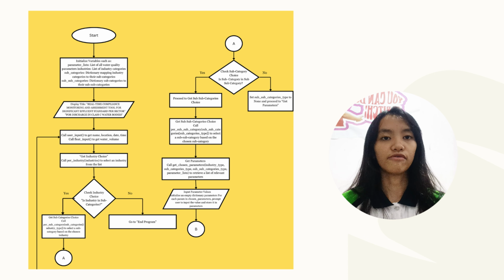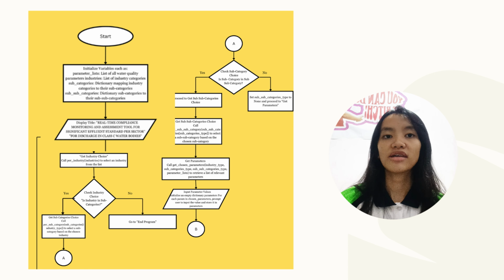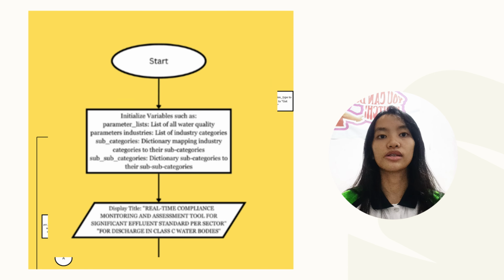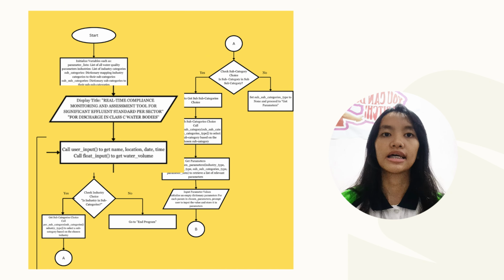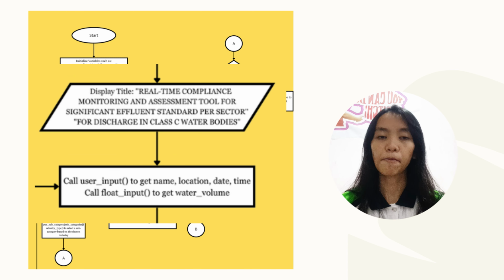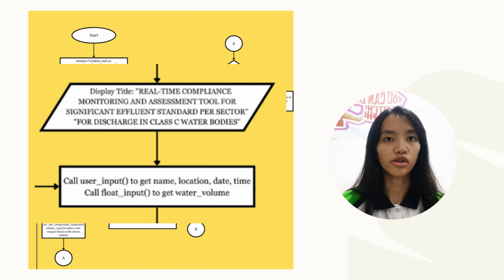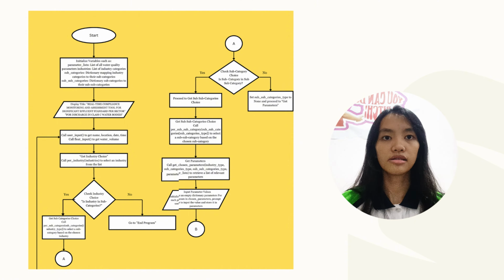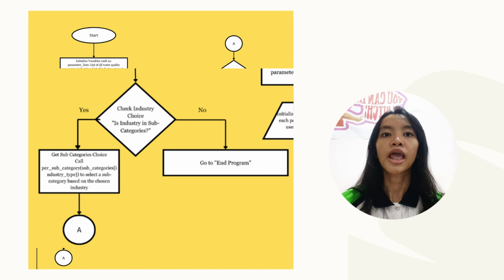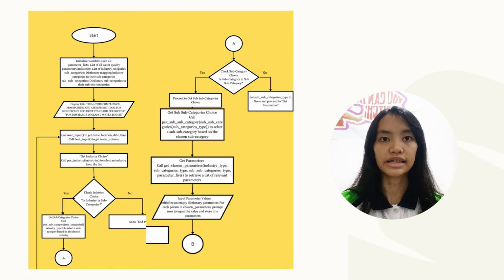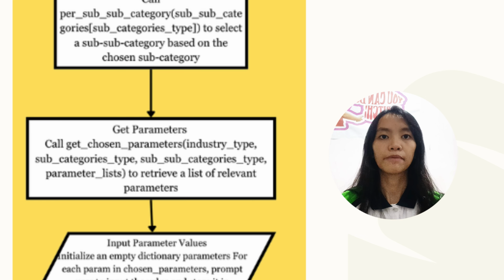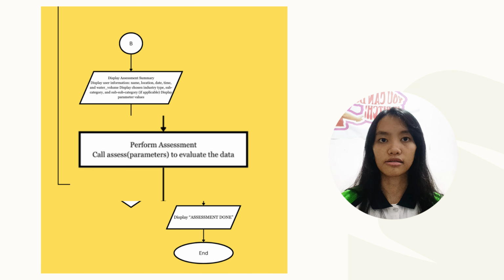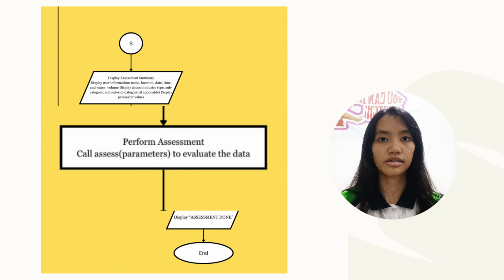This flowchart shows the flow of how our program works. The process starts by initializing variables including a list of water quality parameters, industry categories, and dictionaries mapping categories to their subcategories. It then gathers users' information such as name, location, date, time, and water volume, and guides the users through selecting an industry and relevant subcategories. Based on the chosen industry and subcategories, the system retrieves a list of relevant parameters and prompts the user to input their values. This data is then used to assess compliance with water quality standards.